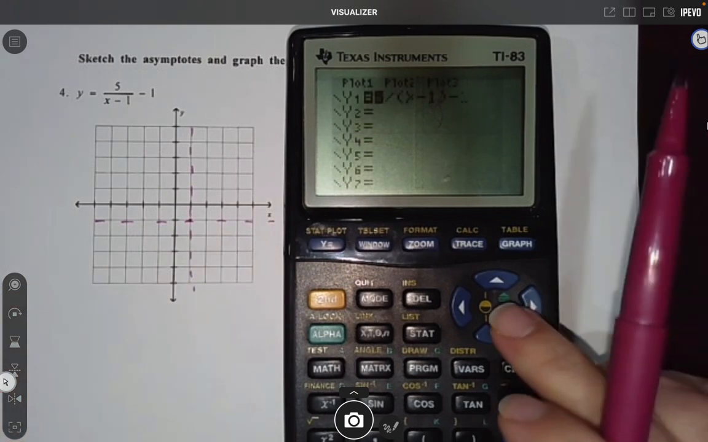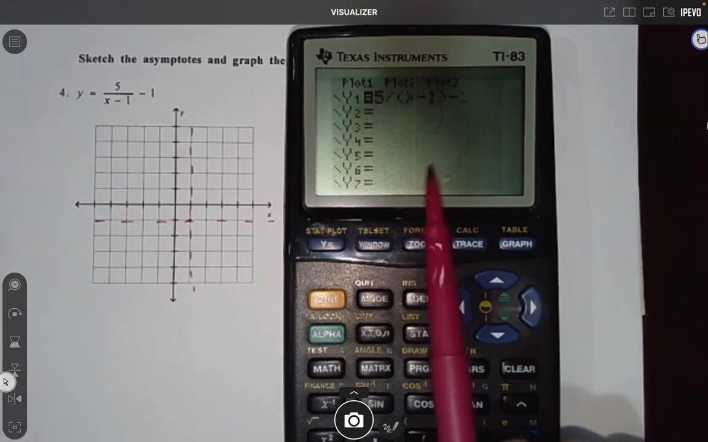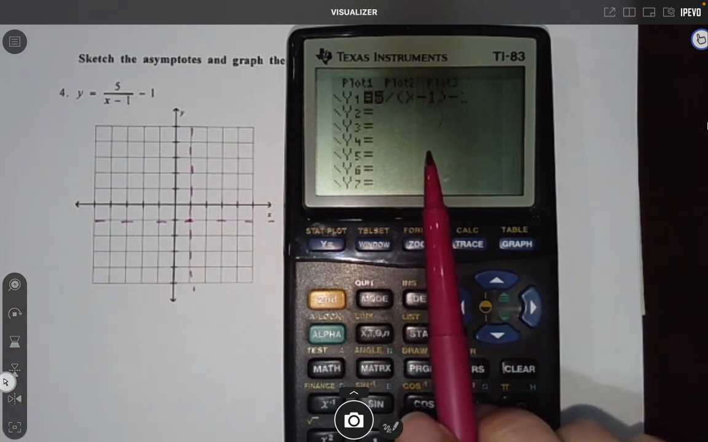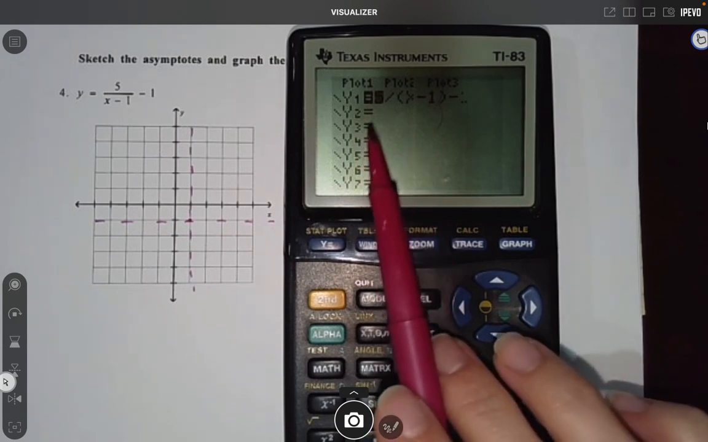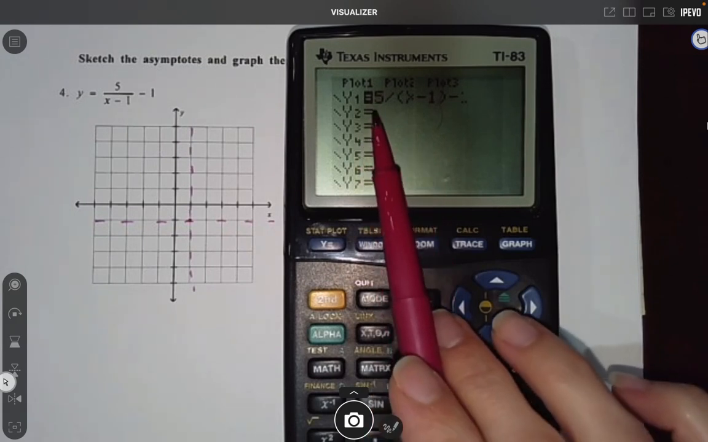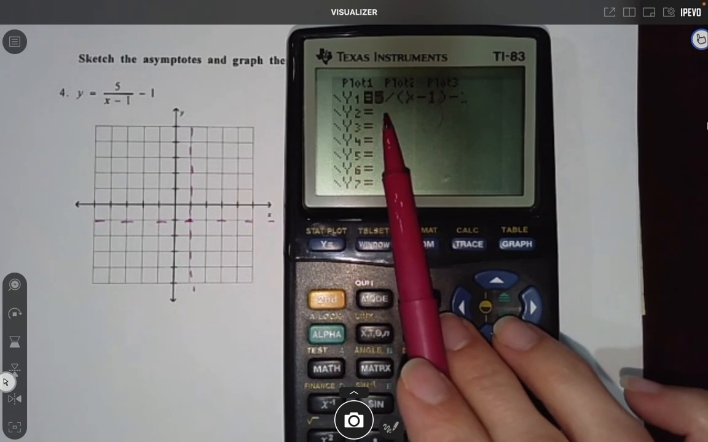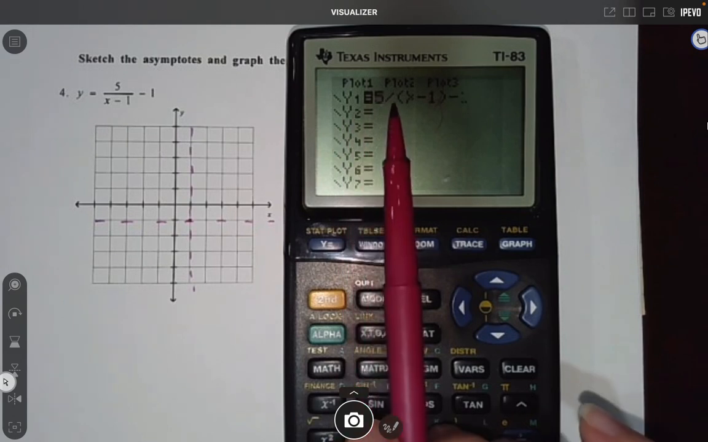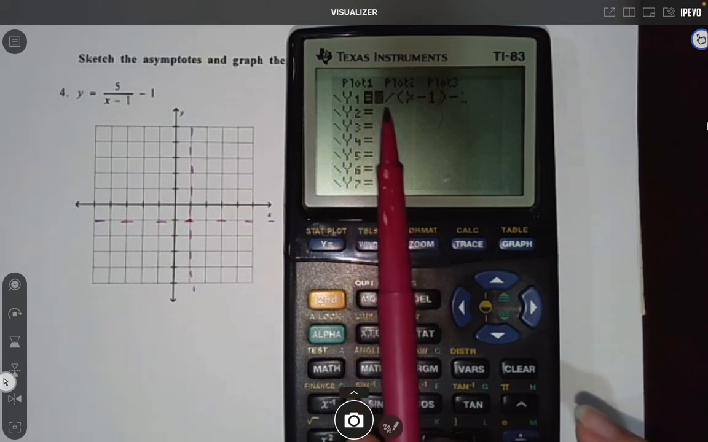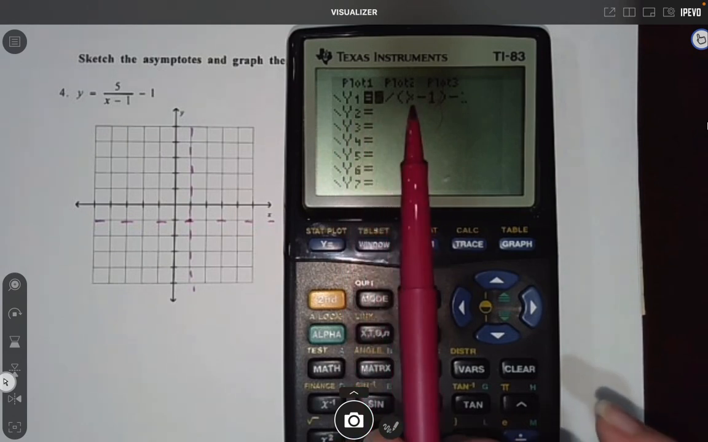You have to make sure that x minus 1 is in parentheses. I put like x divided by x minus 1. No, it's 5 divided by, and in parentheses. 5 is not in parentheses, it's in the numerator by itself. Since it's by itself, just put 5 and then the division sign. Now put your parentheses, x minus 1, close them, minus 1.